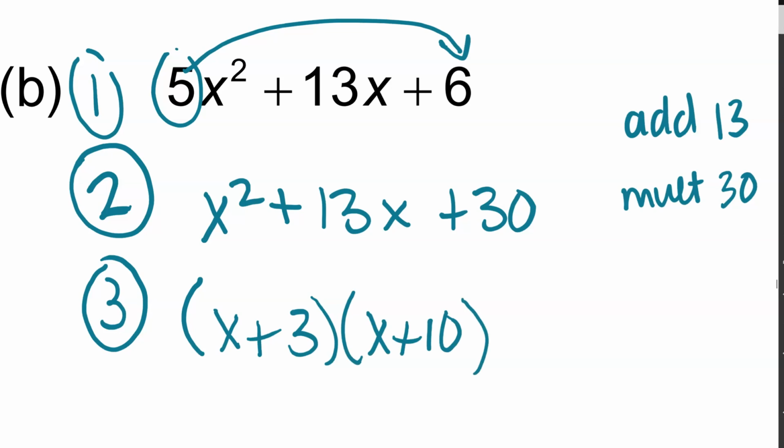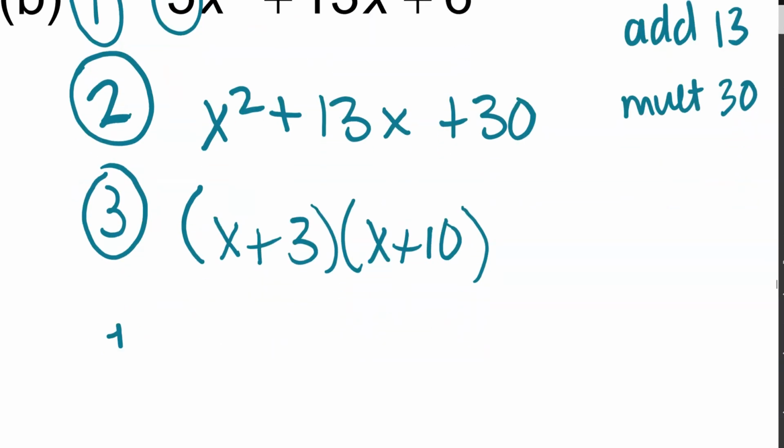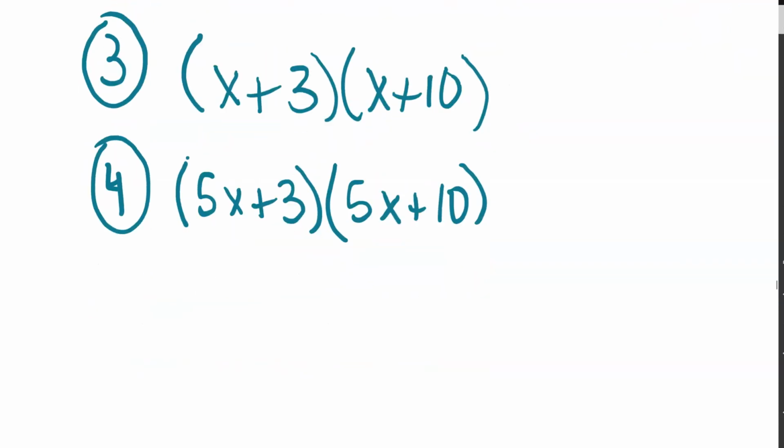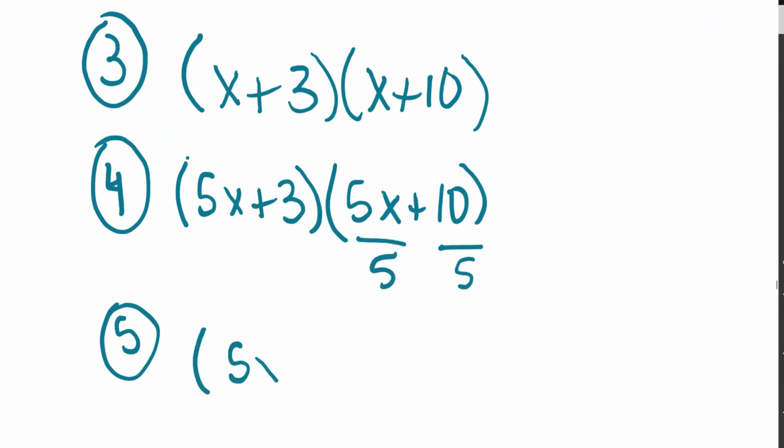Now we're going to go back and insert the coefficient back into my binomials. That's step 4. So 5x plus 3, 5x plus 10, and you already know what's coming with step 5, exactly the second one. Both of these are divisible by 5, so I can rewrite my solution as 5x plus 3 and x plus 2.